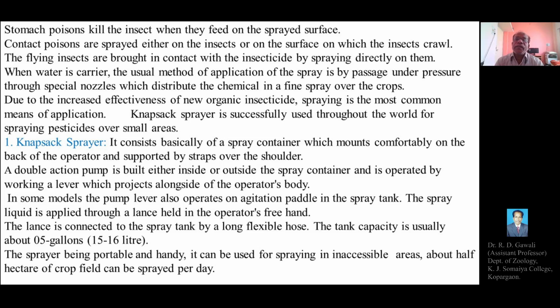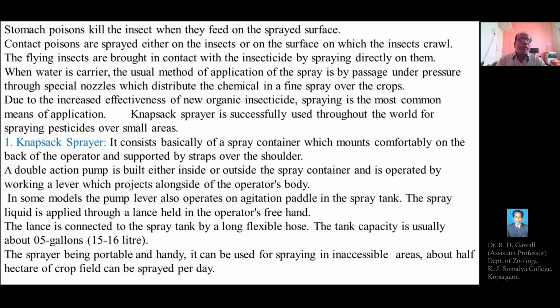So the first equipment is the knapsack sprayer. For the spraying of liquid pesticides, usually the equipment used is a knapsack sprayer. It consists basically of a spray container or tank which mounts comfortably on the back of the operator, supported by straps over the shoulder. So this is very small equipment, having a spray container or tank which is kept on the back of the operator and provided with straps over the shoulder.